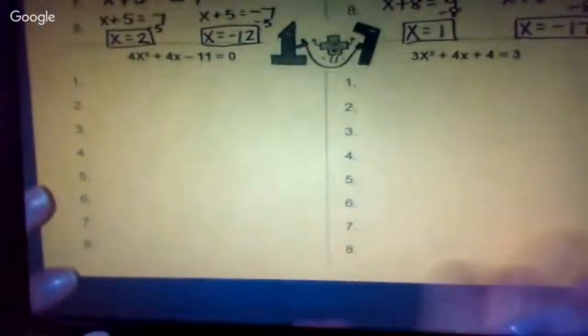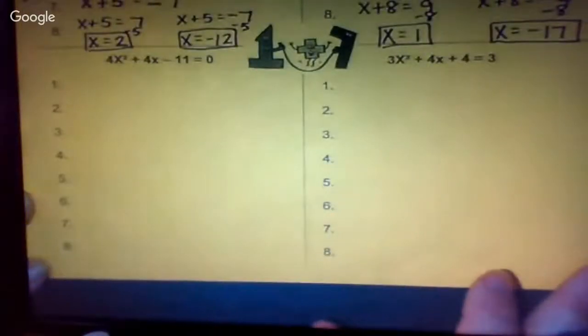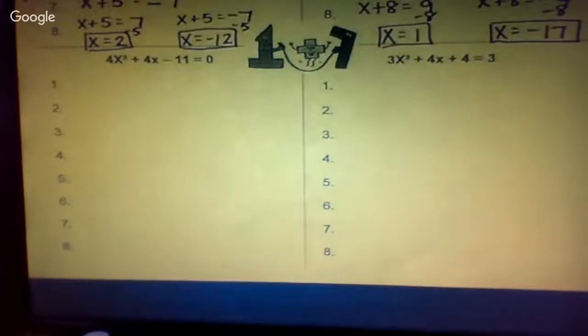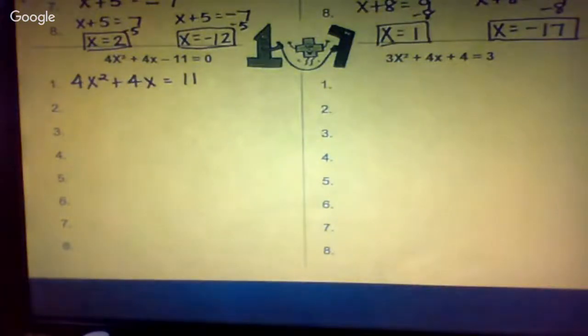Okay. Let's go down here. The only difference between down here and what we did up there is now my A value is not going to be 1. So that step that we skipped in the last ones, we're not going to be able to skip here. Step number 1 says move your C to the other side. So it becomes positive 11. So 4x squared plus 4x equals positive 11. Number 2 says make sure A is 1. If not, we need to divide everything by A. So I need to divide each piece by 4.